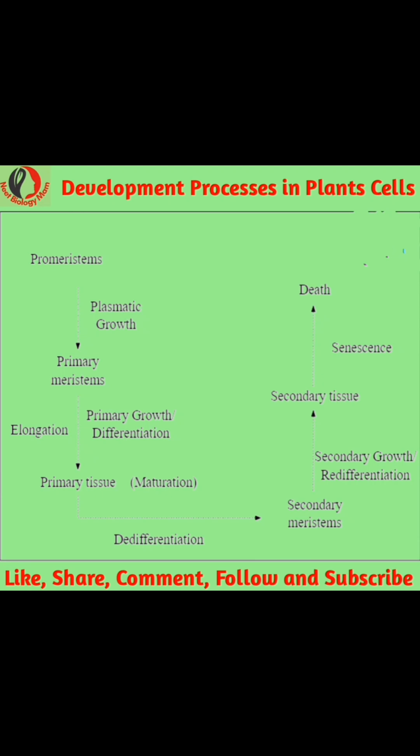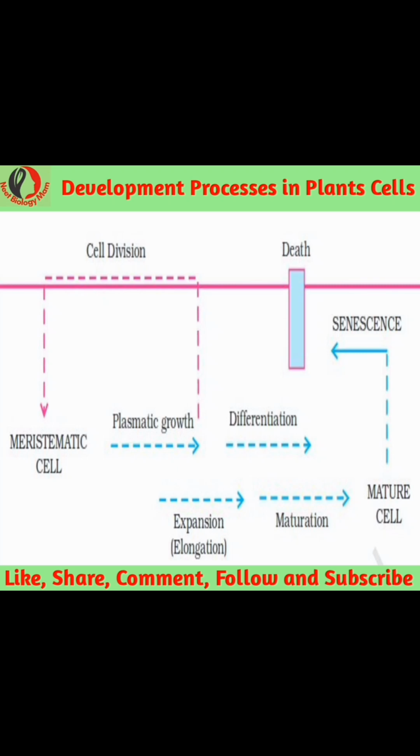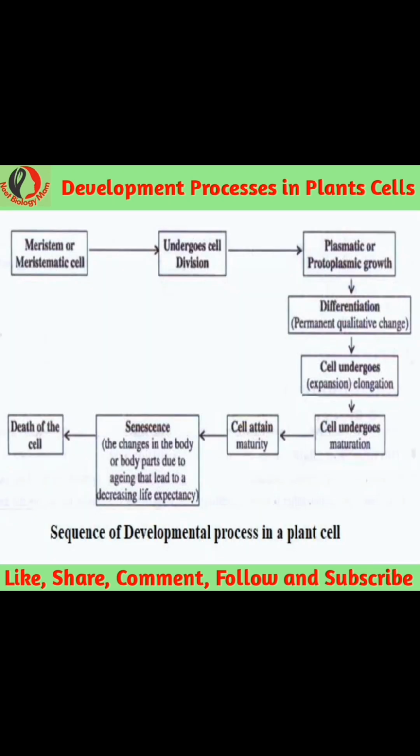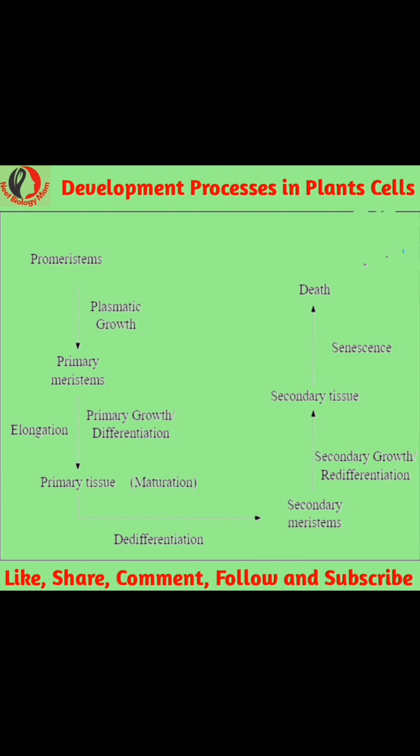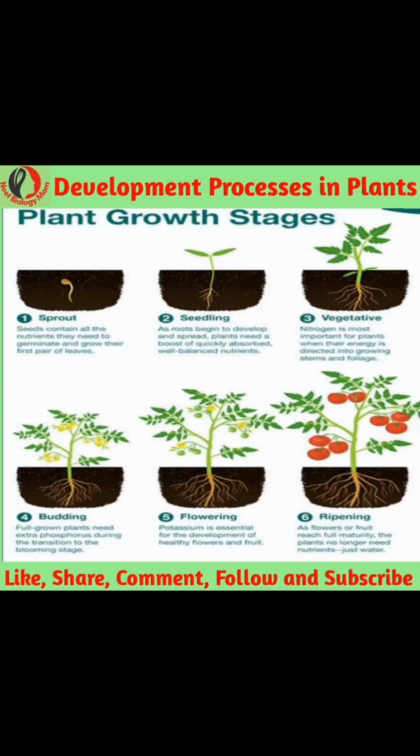The source of all plant cells, i.e. xylem, phloem, pith, etc., is apical and shoots meristem. At the meristem, cell division occurs, and after division, daughter cells further undergo plasmatic growth and differentiation, further elongation and maturation. Finally, the plant cell becomes old and dead, which is senescence.